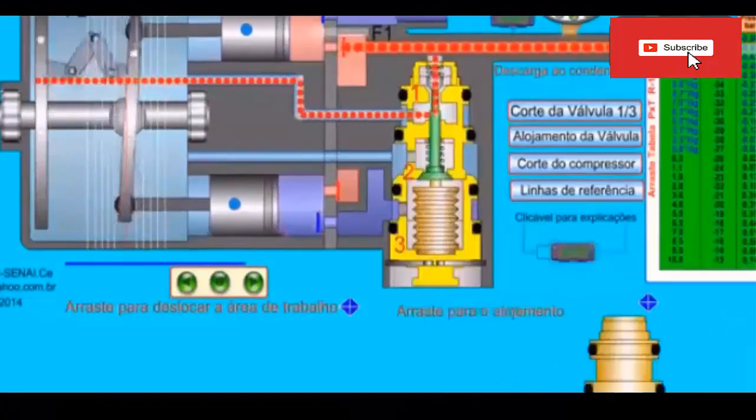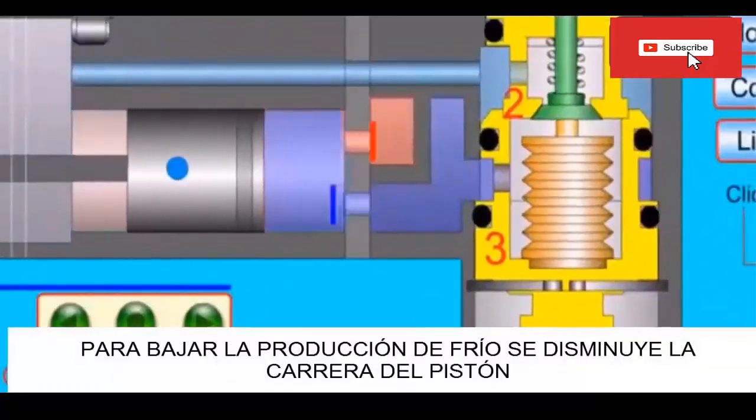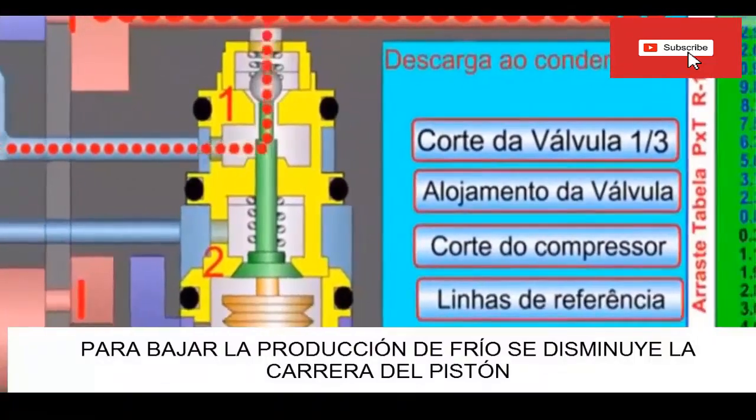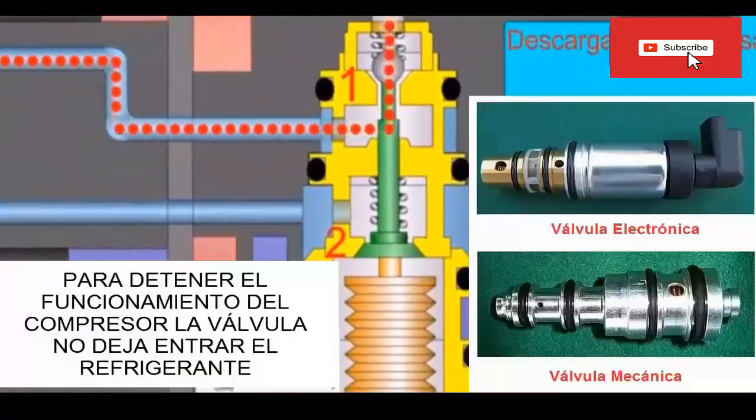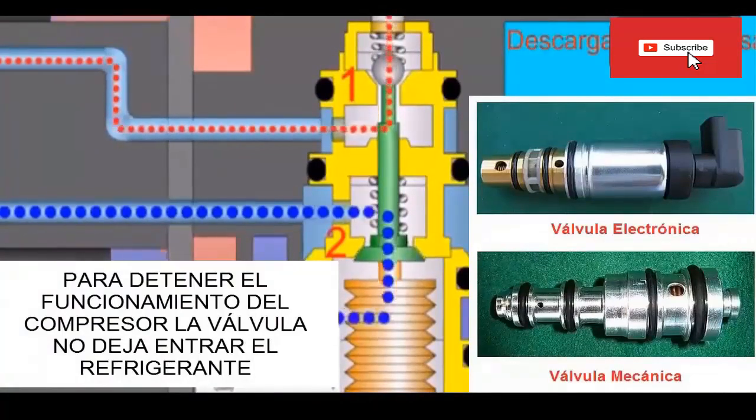C. In addition, the electronic valve is in charge of controlling the length of the piston stroke to regulate the cooling capacity. D. This compressor does not need a clutch, since the compressor does not work when the control valve does not allow the refrigerant gas to enter the compressor.